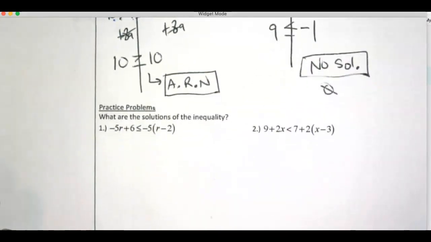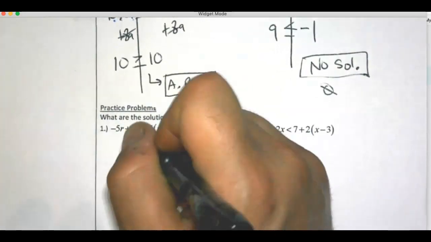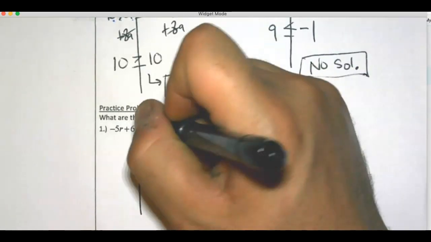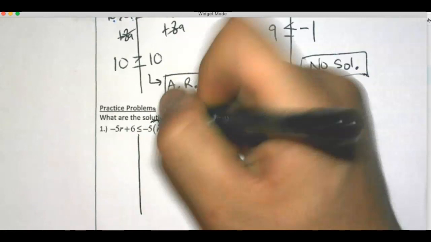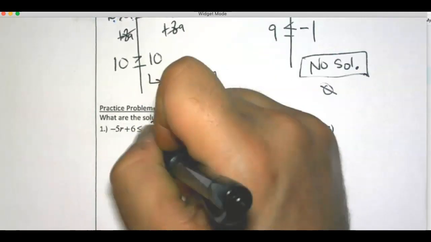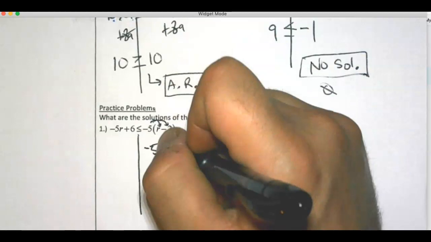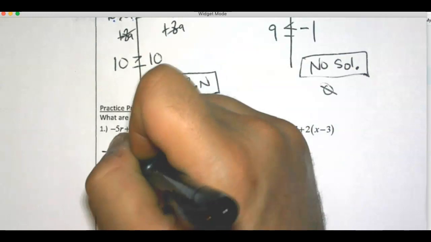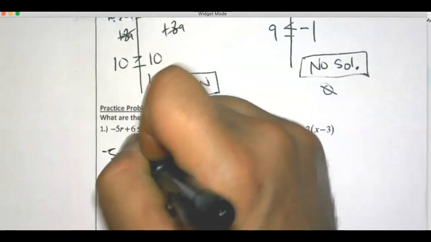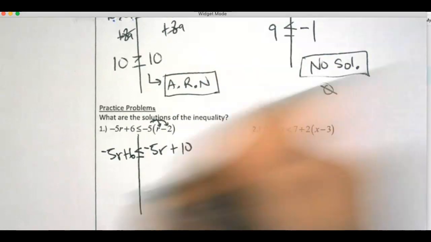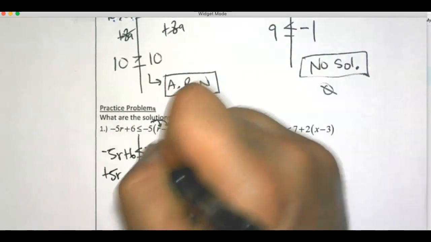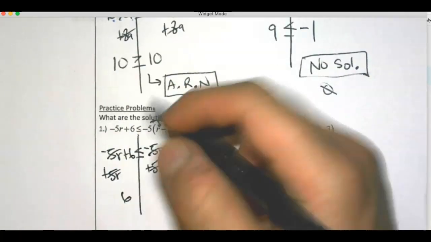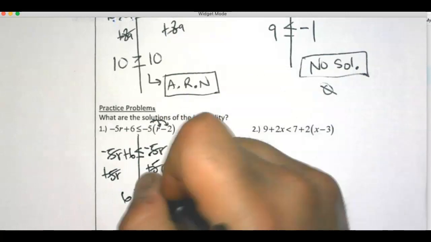These last couple, let's see here. Draw this line in. On my left side, negative 5r plus 6, nothing to do there, no distributing or like terms. On the right side, negative 5 times r minus 2, right? We definitely need to distribute. And negative 5 times negative 2 is going to be positive 10. Bring down the negative 5r plus 6 on the left side. Add 5r to both sides, right? To get your variables together, add 5r to both sides and end up with 6 here on the left is less than or equal to 10.